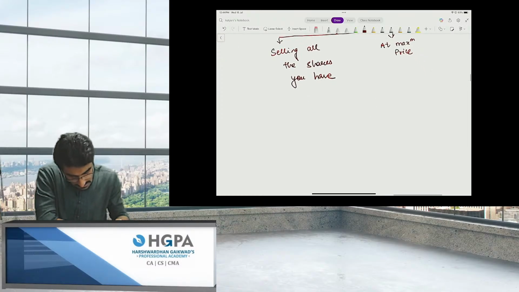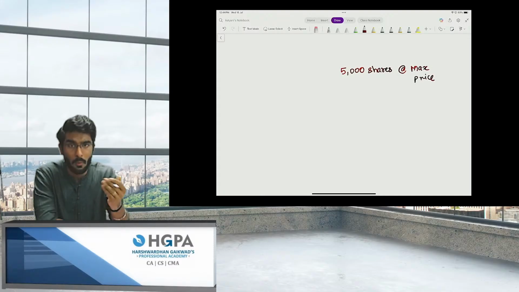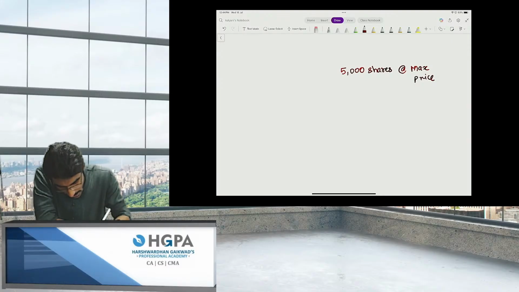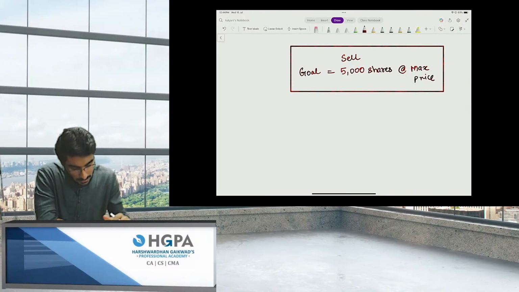Let's say Lenskart wants to sell 5,000 shares at maximum price. Now we don't know what the maximum price is, but our goal is to sell 5,000 shares at maximum price. This is our goal. Okay.